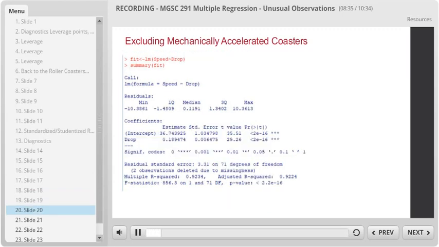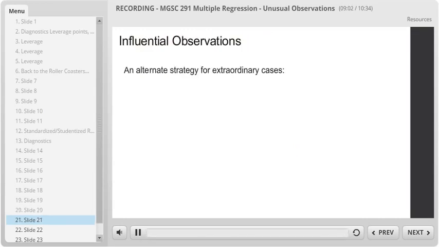Our simple linear regression of speed on drop without the mechanically accelerated coasters gives a significant p-value and an R-square value of 92.3%. In other words, 92.3% of the variation in speed of a roller coaster is explained by the amount of drop in this model. Again, this is excluding the 3 mechanically accelerated coasters.